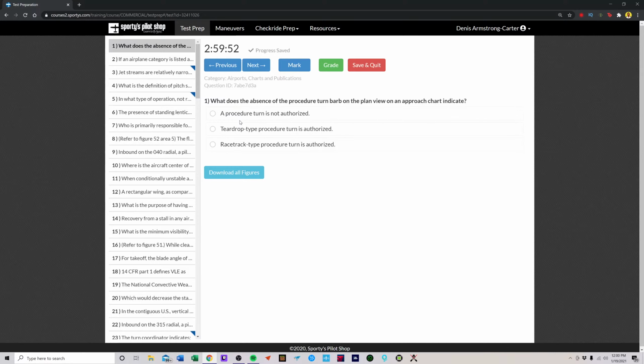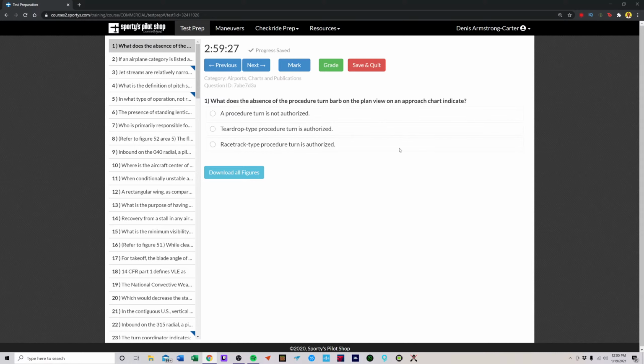What does the absence of a procedure turn barb on the plan view of an instrument chart indicate? By the way, if anyone has any questions regarding any of the questions that I'm doing, please just send me a DM in the Discord or anywhere. Just send me a DM and I can help you get the answer or help you understand it if you don't understand the answer.